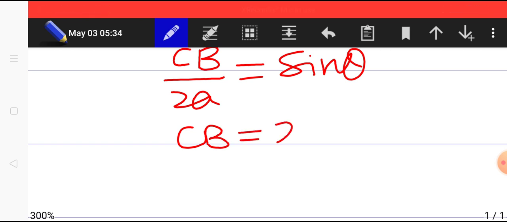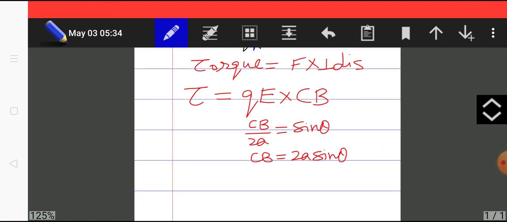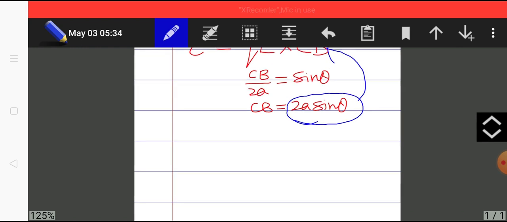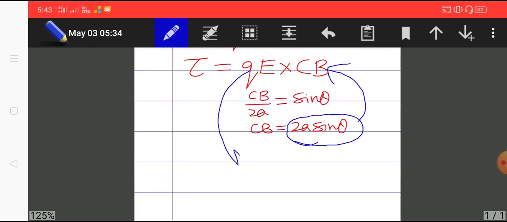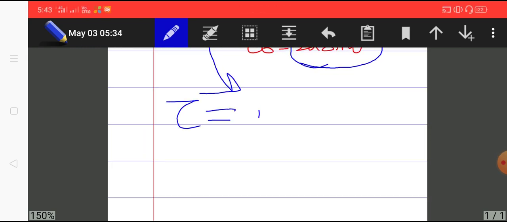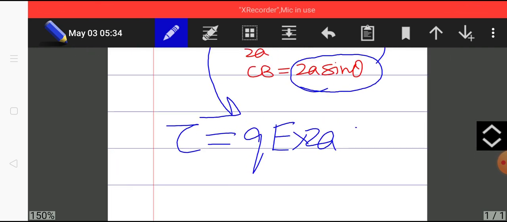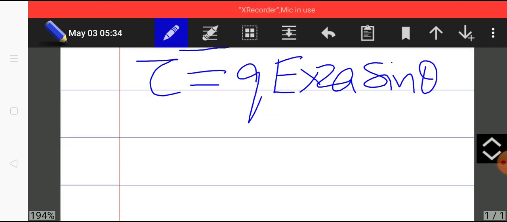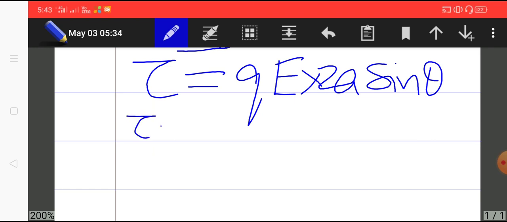and hence the value of CB can be written as 2a sine theta, and we can put this value of 2a sine theta in place of CB in this equation. What we get out of this equation I can rewrite here: torque is equal to QE, that is the force, multiplied by 2a sine theta.